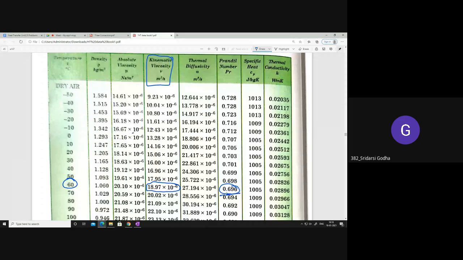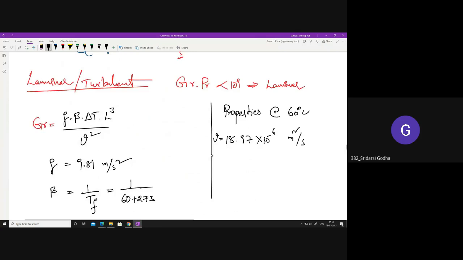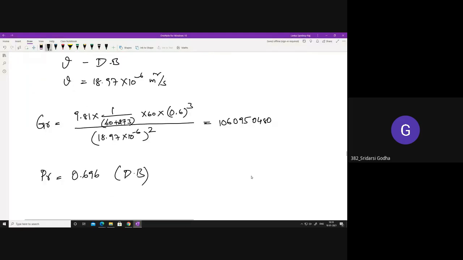0.696 is the value, so substitute that here. Actually, you got it from the data book, so you have to write the page number also. 0.696 is the Prandtl number value.